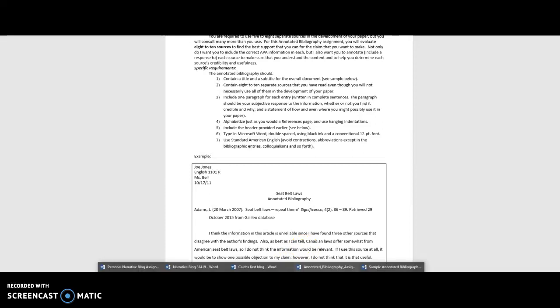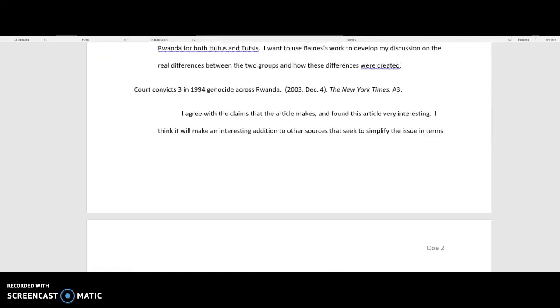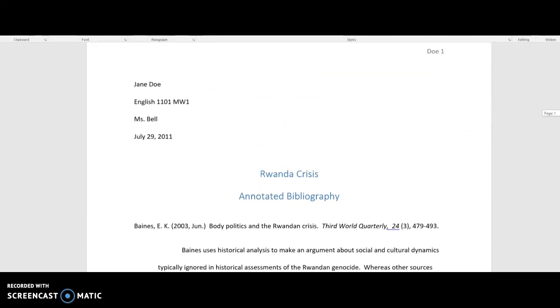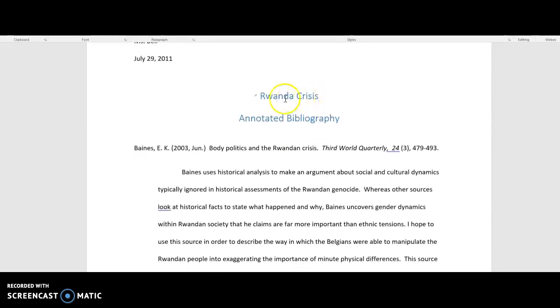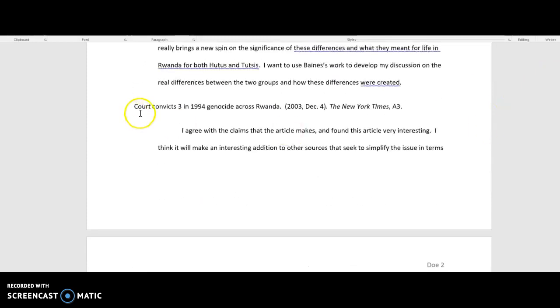And just to show you, I included a sample annotated bibliography so that you can see what the finished product should look like. So once again, same header, title, subtitle, and then notice that it's alphabetized, and this is called a hanging indentation. You want every line except for the first one for each entry to stand out. So Baines, and then court convicts.